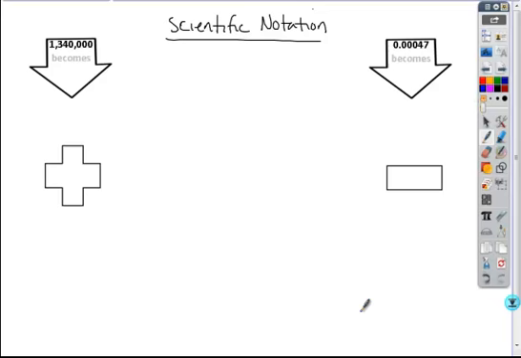Okay, so when something is written in scientific notation, it's written in this form: some value a times 10 to the power of n, where your a value is a single digit in front of the decimal. We can indicate that by saying a is greater than or equal to 1 but less than 10. So it has to be exactly one digit in front of the decimal when you write your answer in scientific notation.